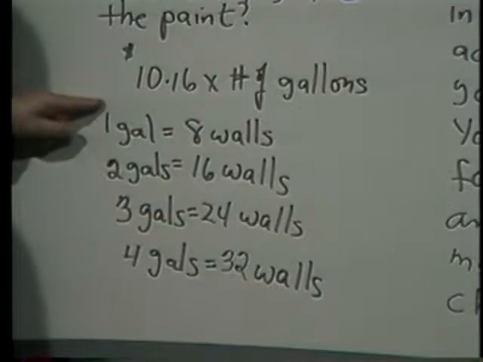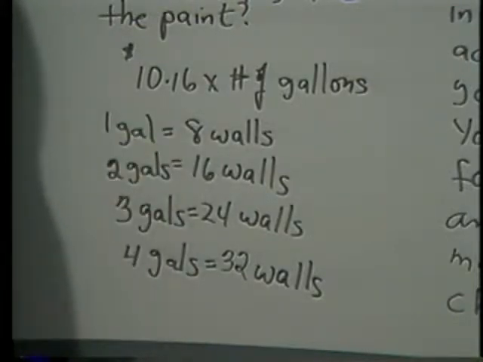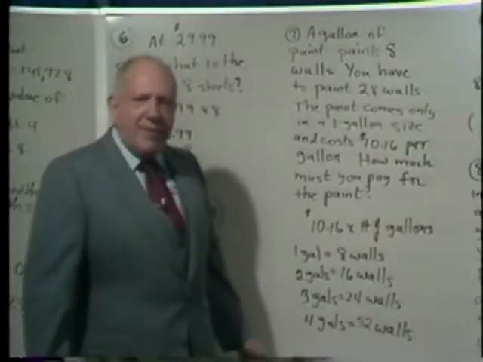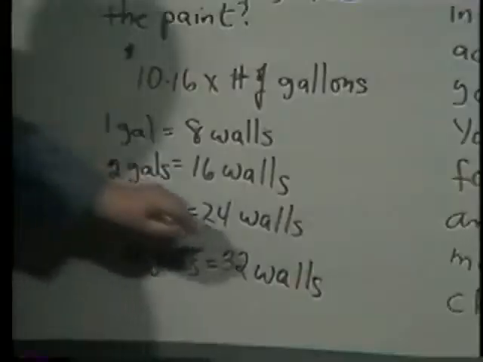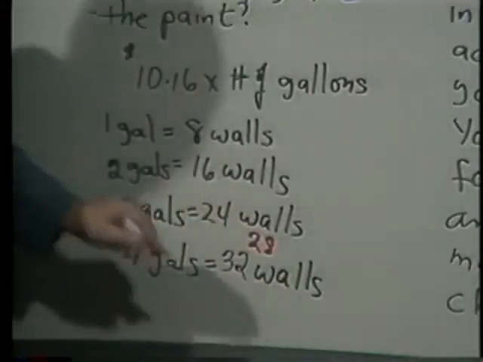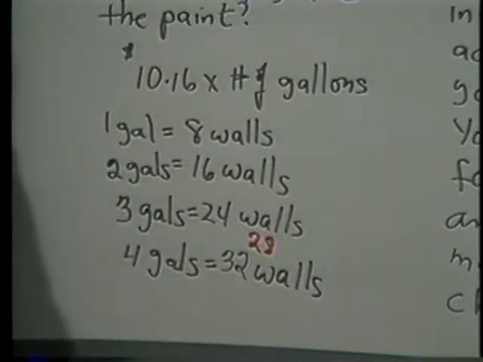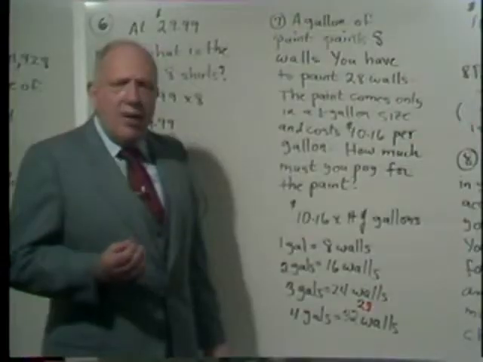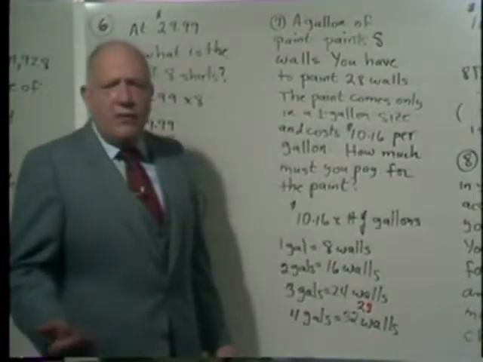In other words, we're counting the gallons as multiples of 1, but the walls get counted as multiples of 8. Same stuff as we're doing in chapter 3. Well, look, we have what, 28 walls? 28 is more than 24, but less than 32. That means we need more than 3 gallons, but less than 4 gallons. But the paint only comes in 1-gallon sizes. So the fact that we need more than 3 gallons says that we have to buy at least 4 gallons.